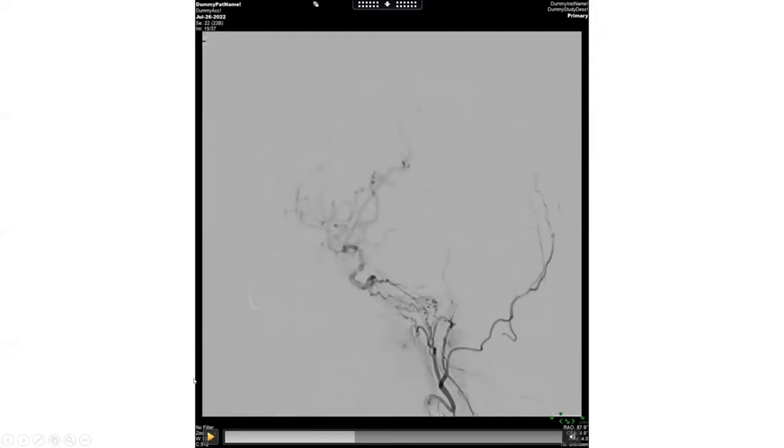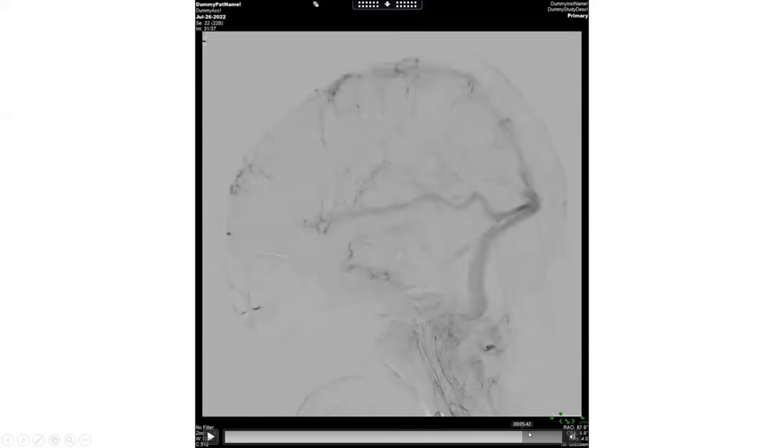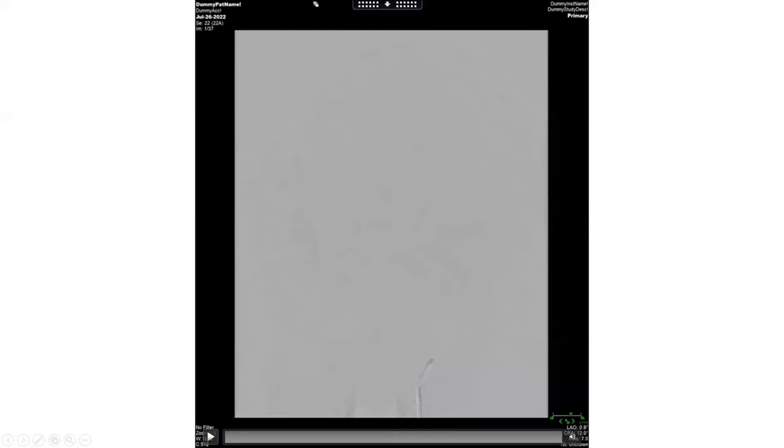So this is the selective angiogram of the left ascending pharyngeal artery. We're seeing the reconstitution of the cavernous ICA via the clival anastomosis, quite vividly demonstrated here. We also see contribution of the neuromeningeal trunk as well. So this is the AP projection demonstrating the clival anastomosis.